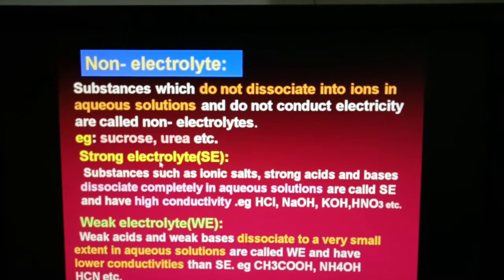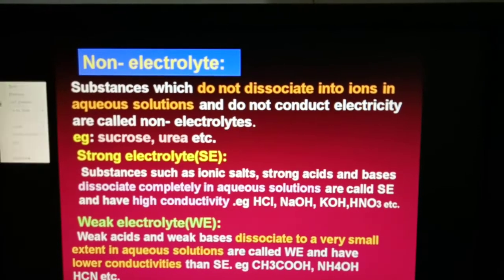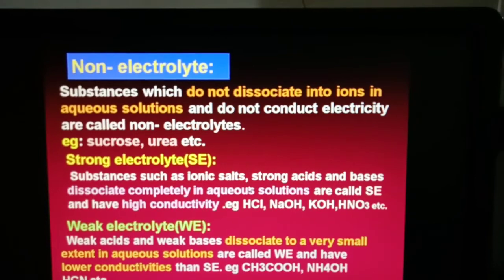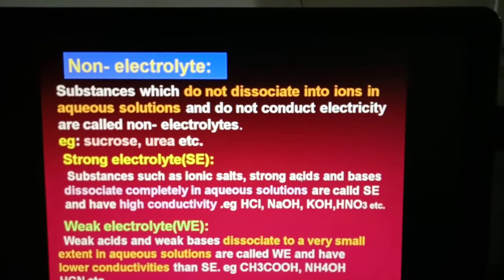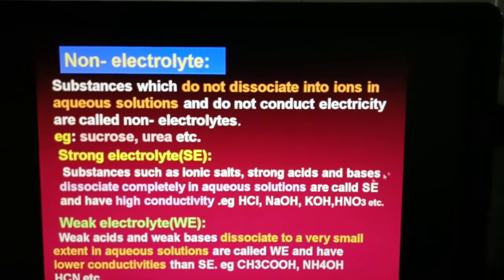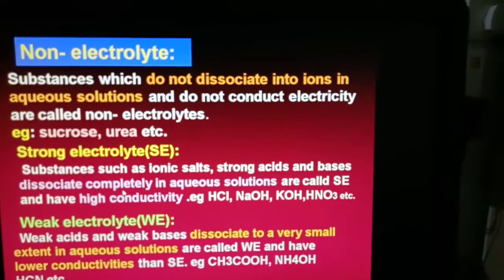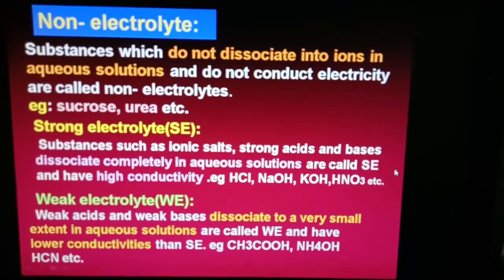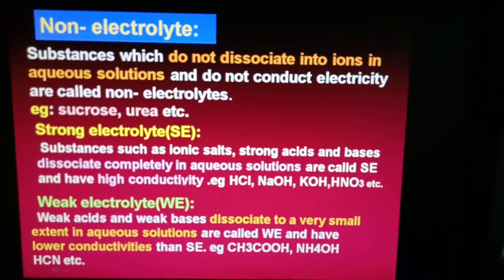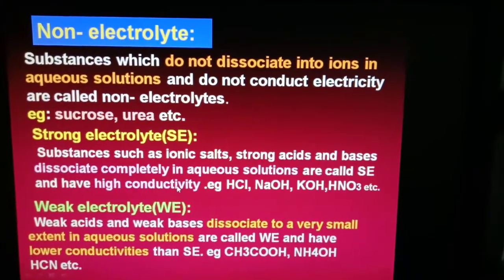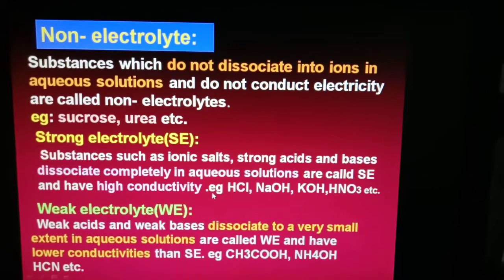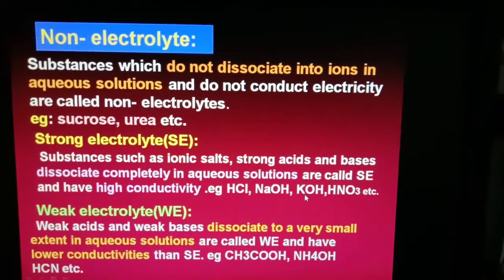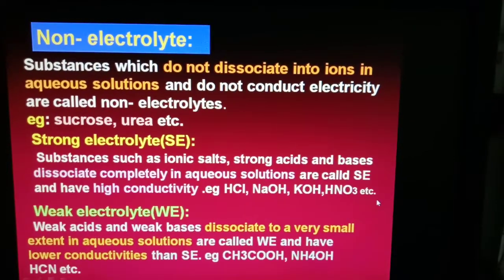Next type is strong electrolyte. The substances such as ionic salts, strong acids and bases dissociate completely in aqueous solutions and are called strong electrolytes. They have high conductivity. Examples, HCl, NaOH, KOH, HNO3, etc.